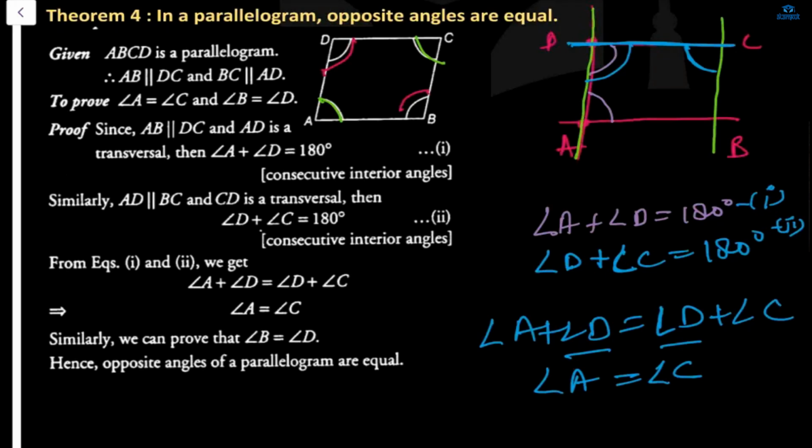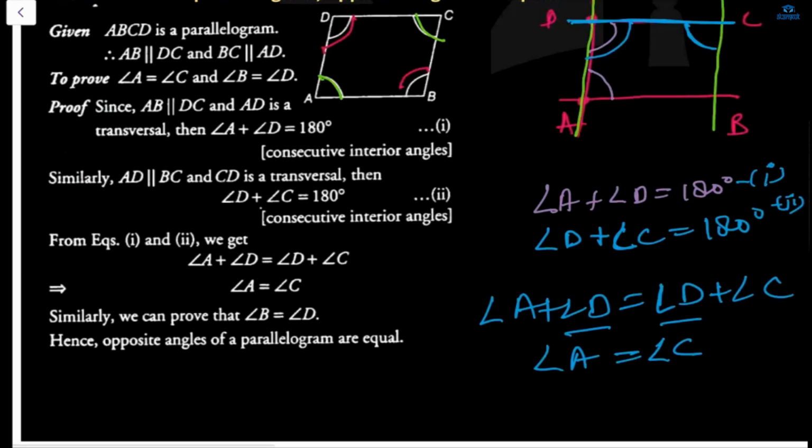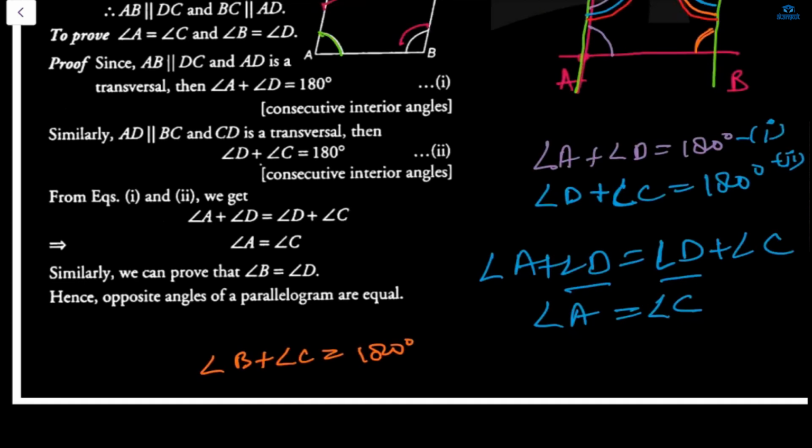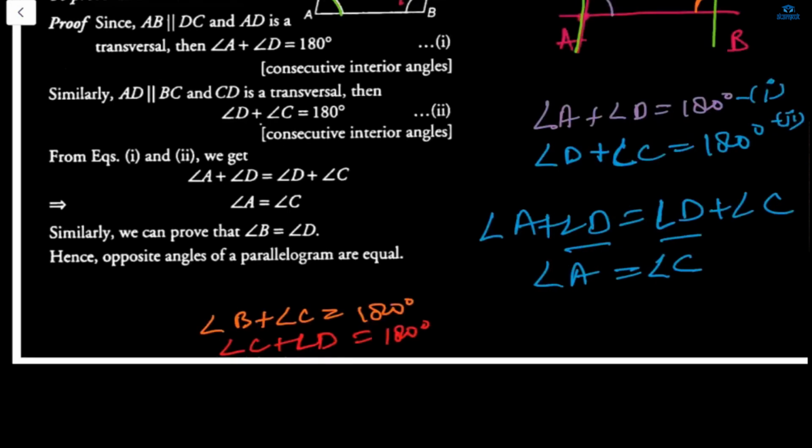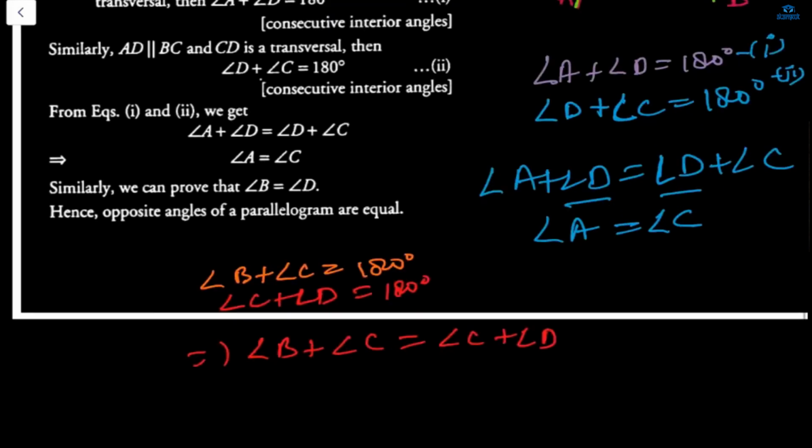Similarly, you can prove it for angle B and D. For B and D, you can choose the other side. You can take B, and choose this angle and this angle. So angle B plus angle C is equal to 180 degrees. Now you can choose this angle and this angle, so it will be angle C plus angle D, is equal to 180 degrees. Which implies that angle B plus angle C is equal to angle C plus angle D. Angle C is common, so it will be cancelled, and angle B is equal to angle D.